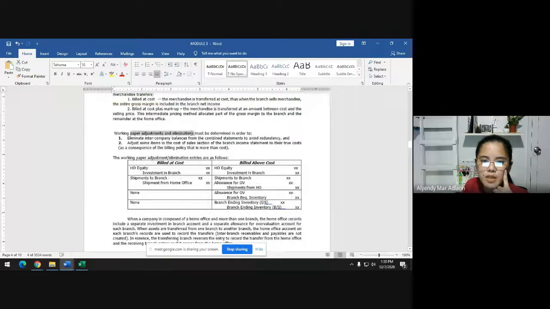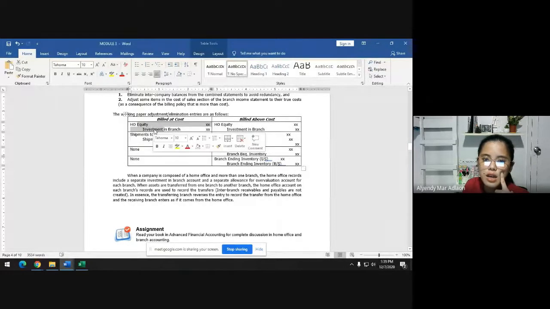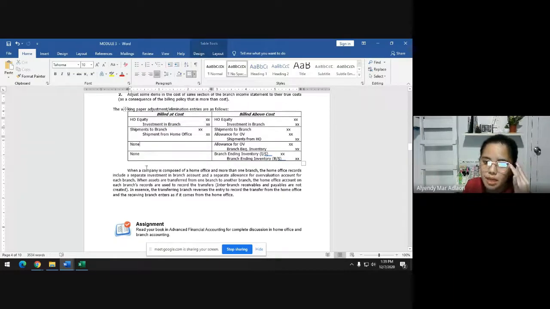And then we have working paper adjustments, elimination of intercompany balances, and adjusting entries. Okay. So, this one, elimination of intercompany balances, is just reversed, no? This is for the purpose of external reporting. Okay? For the purpose of external reporting. So, you debit the HO equity and then you credit the investment in branch. For external reporting, you will not see the reciprocal accounts because that is only internal to the company.